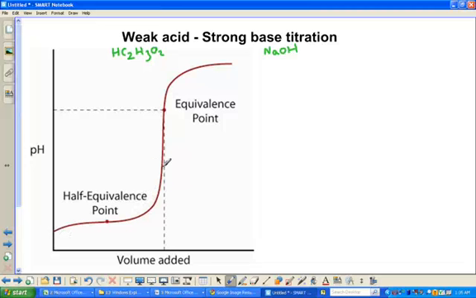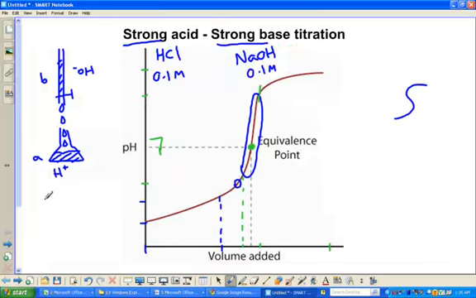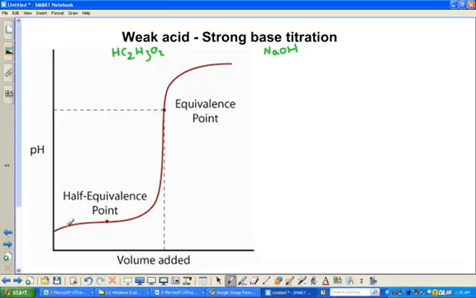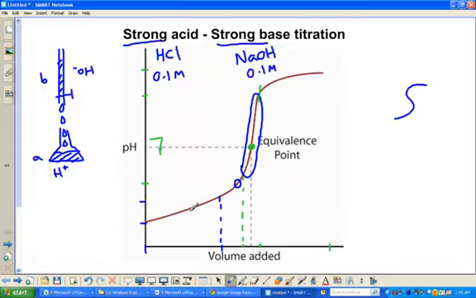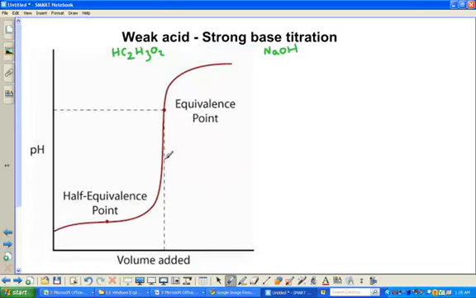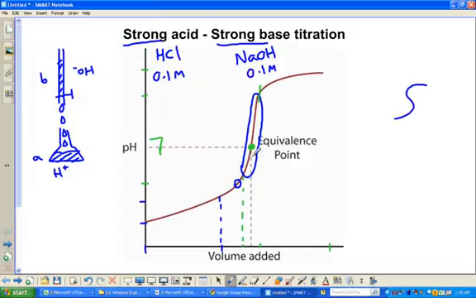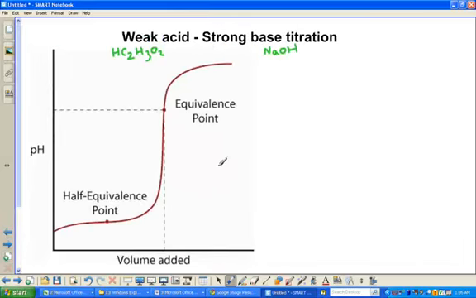All right. You have the almost horizontal region here, as you did back here. You have the almost horizontal portion here that you had here, and then you have the almost vertical point in the middle that you had here. So they have the same general shape, but there are some differences. All right. One of the differences is what goes on right at the beginning here for a weak acid.